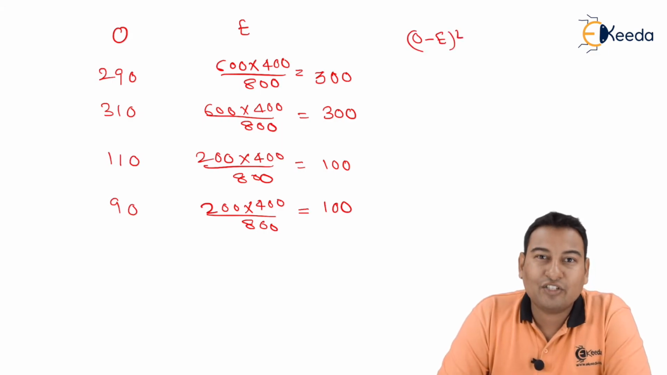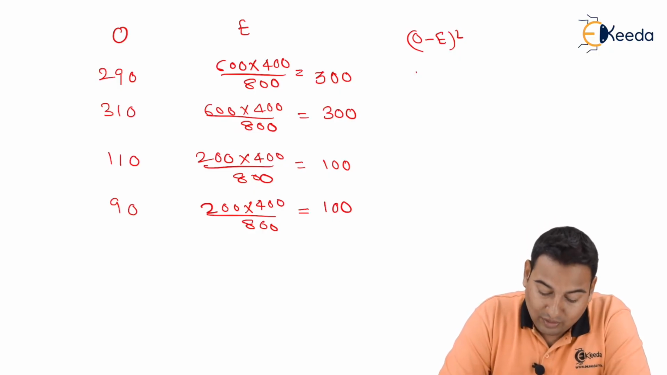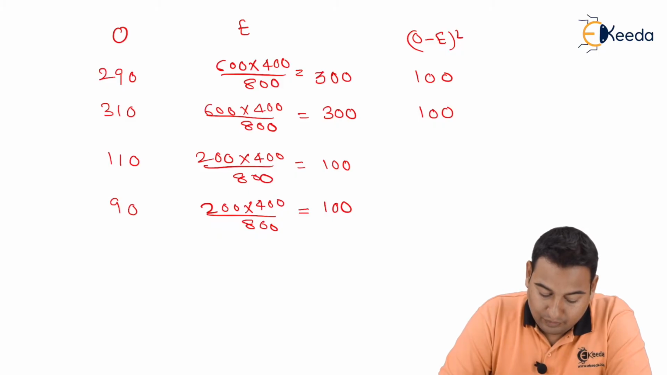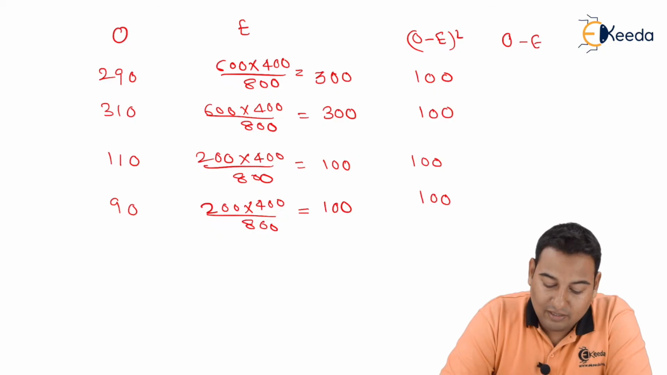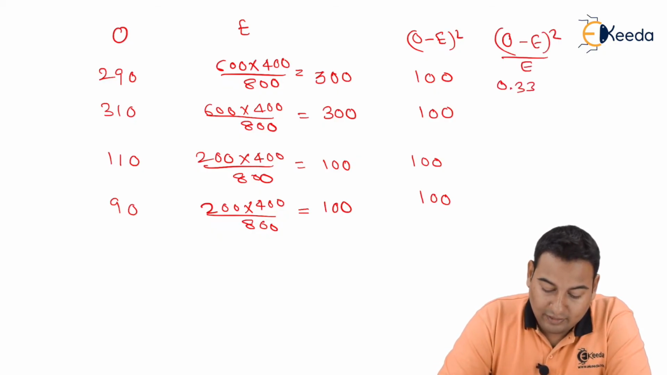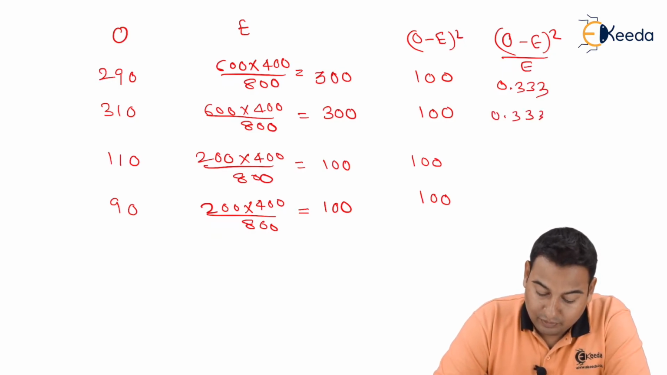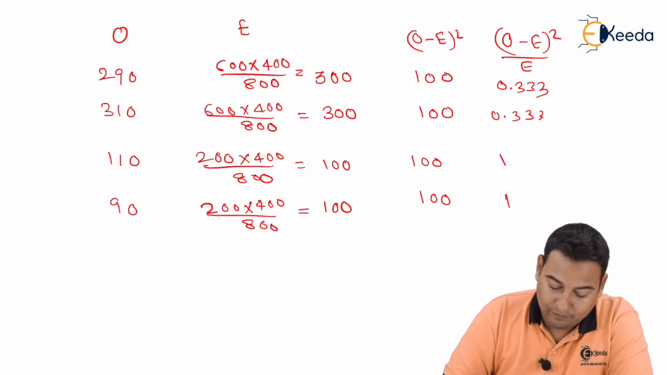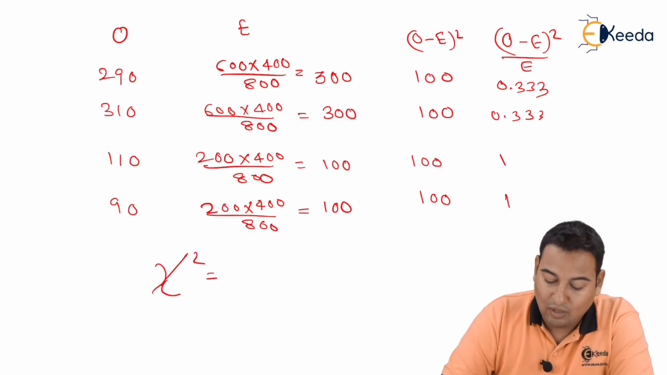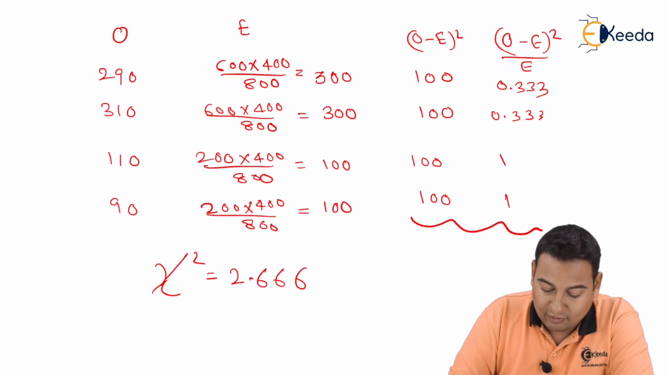Next is observed minus expected, the whole square. 290 minus 300 is minus 10, the whole square is 100. Here also 100, here also 100, and the last also 100. Next, observed minus expected, the whole square upon expected. So that is 0.333. This is also 0.333. This is 1 and this is 1. So the value of chi-square, if you add these, you will get 2.666.